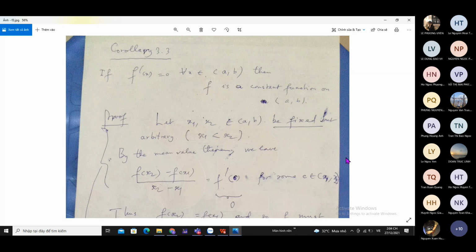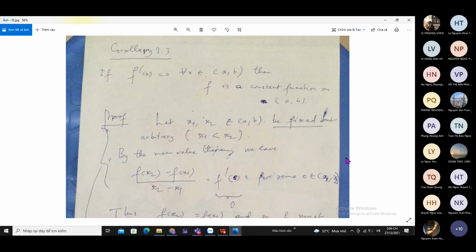It means for any x1, x2, where x1, x2 are fixed but arbitrary. As I wrote here, let x1, x2 belong to the open interval AB, be fixed but arbitrary. Alright, okay. And we can assume that x1 is less than x2. Now, we show that f of x1 equals f of x2. Here, x1, x2 are arbitrary numbers of the open interval AB.